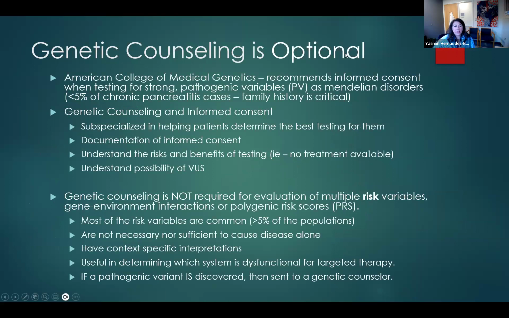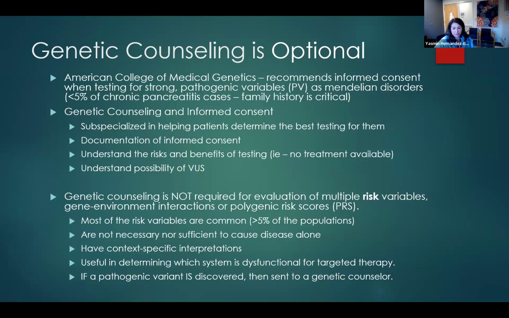I do want to talk about genetic counseling, because the American College of Medical Genetics recommends that informed consent is obtained for all patients having testing for strong or pathogenic variants, such as those 4 genes that I showed in the left-hand column. Genetic counselors are exceptional. I work with them very frequently, and they serve a very important role in helping patients determine the best testing for them. I will always send a patient to a genetic counselor if there's a known mutation in the family or a very strong family history of pancreatitis, because the likelihood that they're going to have one of these monogenic pathogenic mutations is quite high.